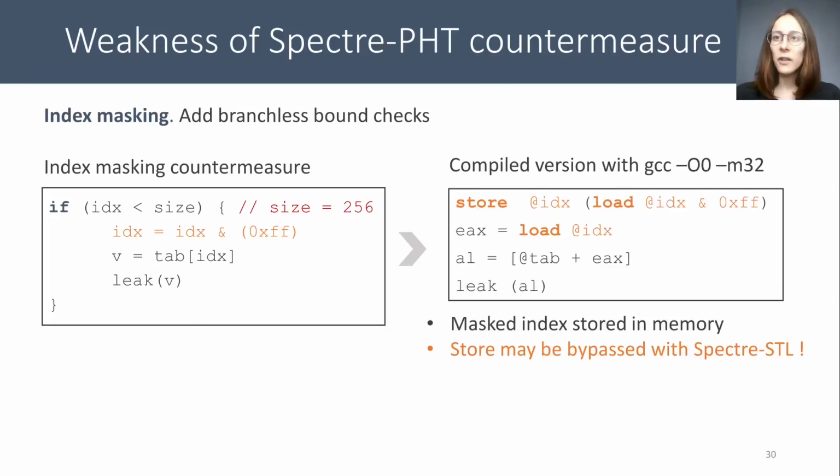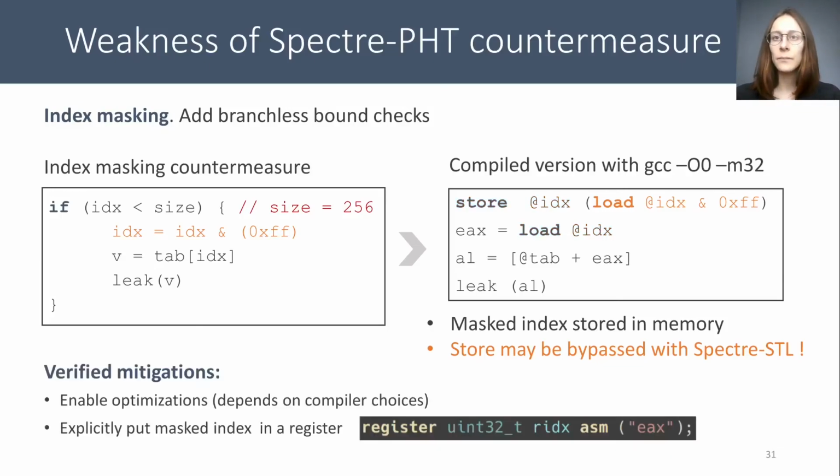However, with GCC -O0, the masked index is stored in the memory before being loaded and used. And with Spectre-STL, the load can bypass the store that does the masking, allowing an out-of-bound read. We propose mitigations for this that we verified with our tool. The first is to compile with optimizations enabled, but its effectiveness might depend on the compiler. And the second is to explicitly put the masked index in a register so the masking cannot be bypassed.